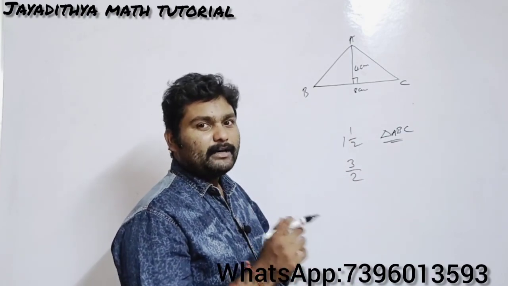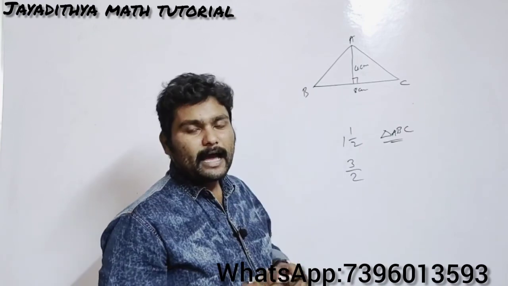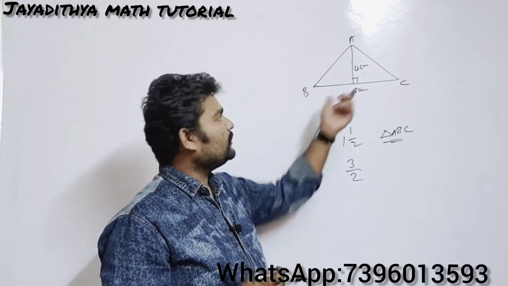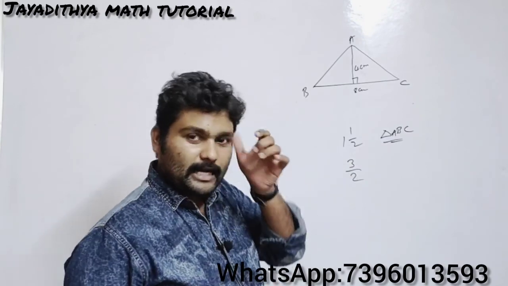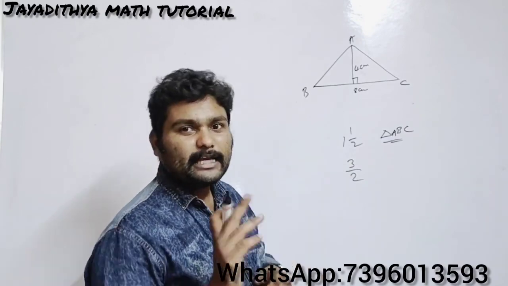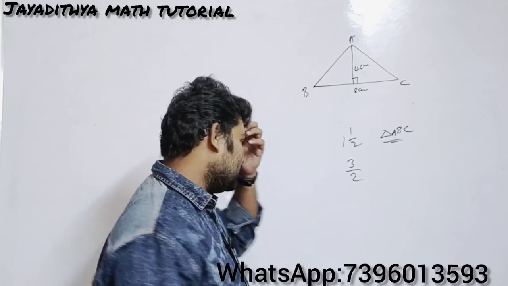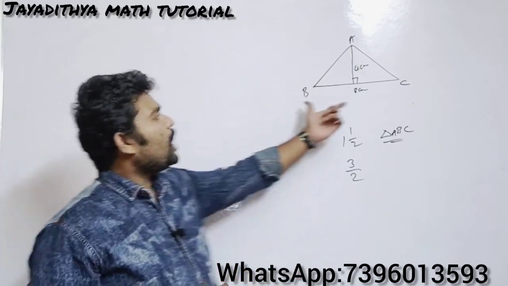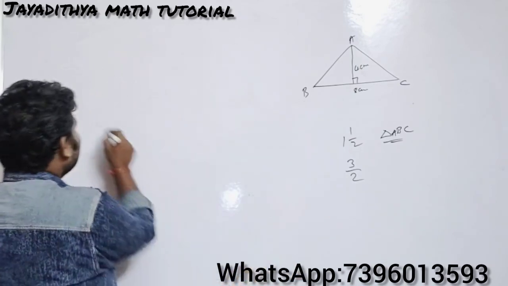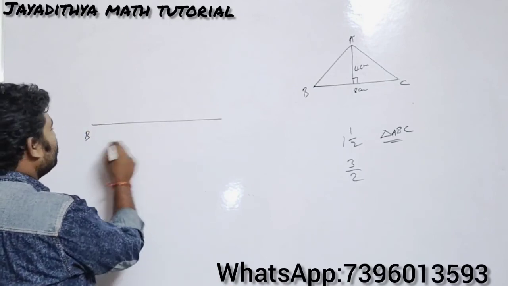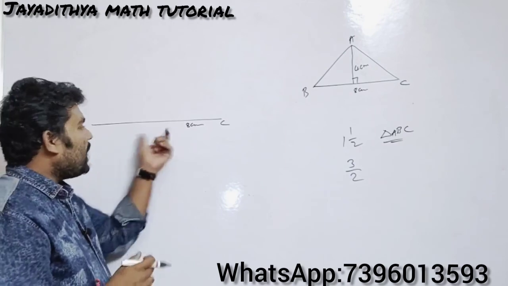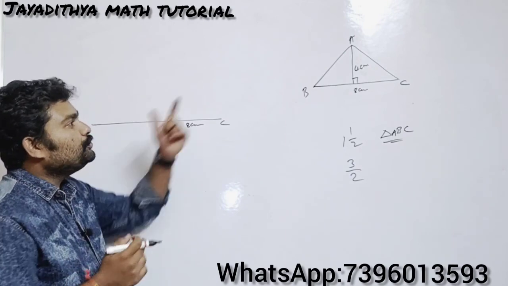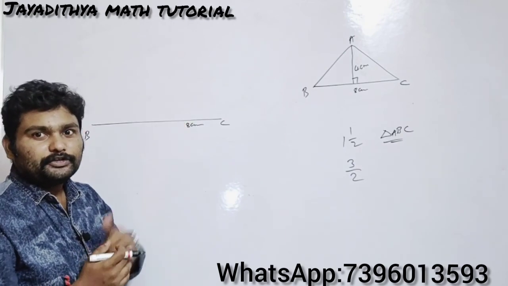But here our main goal is to draw the isosceles triangle. This is very important. After drawing the isosceles triangle, the complete process will be the same as the first case. I will show you how to draw the isosceles triangle. Take BC as 8 centimeters. After this, you should take the height.